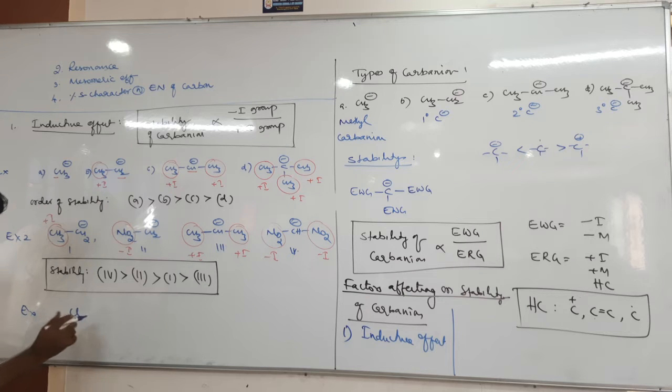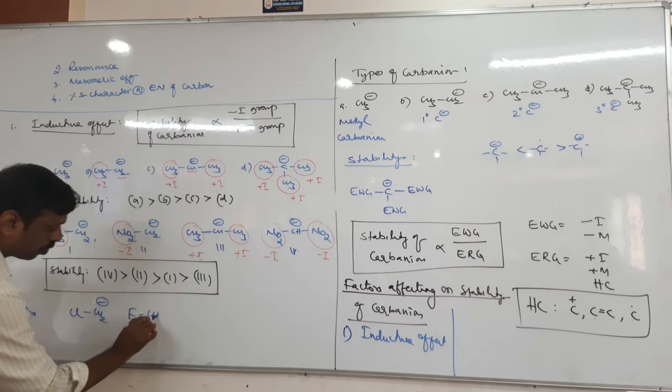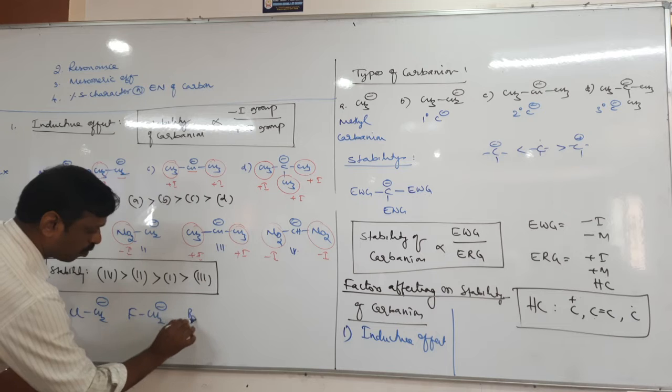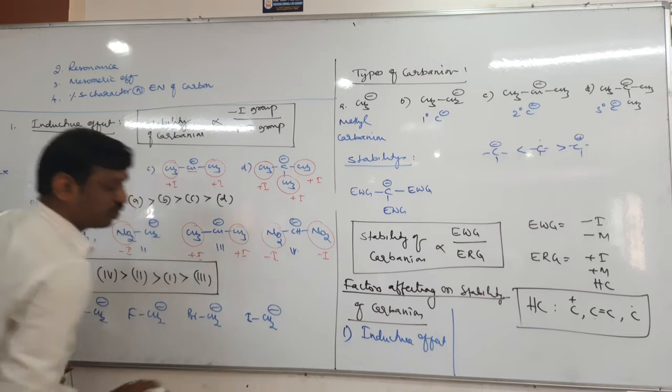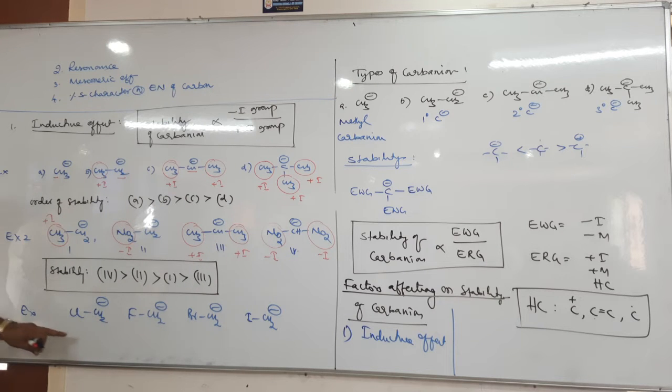Let us take chloro methyl carbanion, fluoro methyl, bromo methyl, iodomethyl. So which is most stable? See, all are minus I groups, chloro, fluoro, bromo, all are minus I group. But we also know that minus I effect is directly proportional to electronegativity. As electronegativity of an element increases, minus I effect increases. Therefore, among these, which one has highest minus I effect? Fluoro has highest. The next is chloro, then bromo.